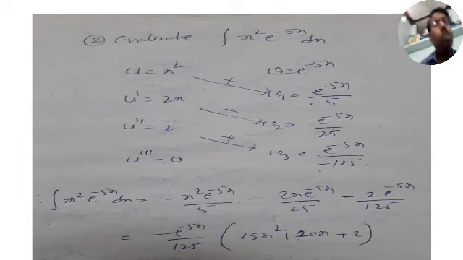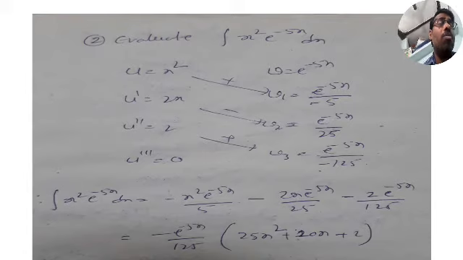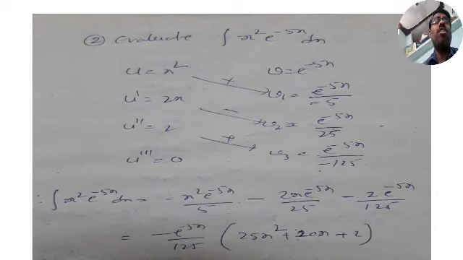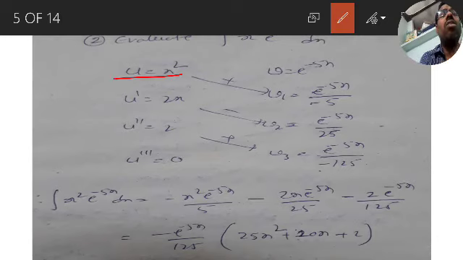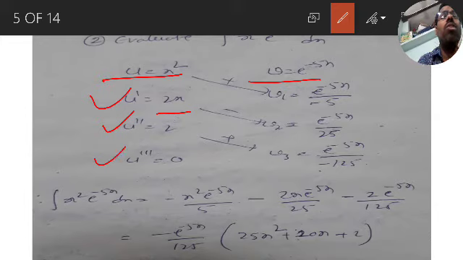Are you getting? So in order, the algebraic function comes first, then exponential is the last. Therefore the first function u is equal to x square here, and v is equal to e power of minus 5x. So now u is equal to x square and v is equal to e power of minus 5x. x square derivative is 2x, 2x derivative is 2, and 2 derivative is 0. For the first function we are able to find derivatives.